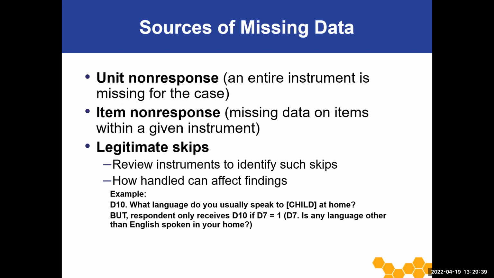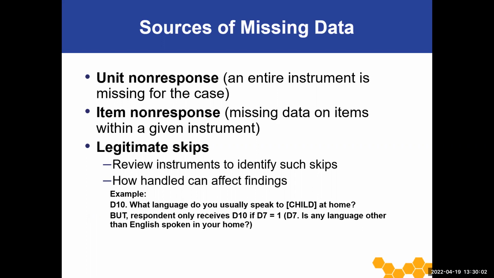Third, legitimate skips happen when items are only answered based on a prior response or condition. For example, parents may be asked for more detailed information on the language spoken in the home, which is item D10 in the parent survey, if they first indicate a language other than English is spoken in the home, which is item D7.